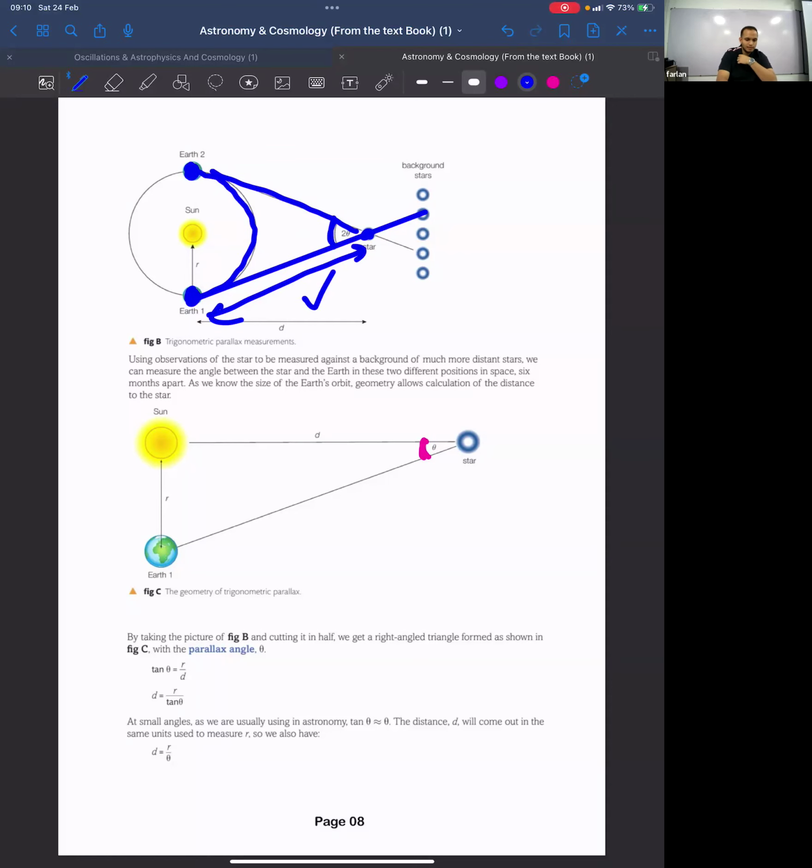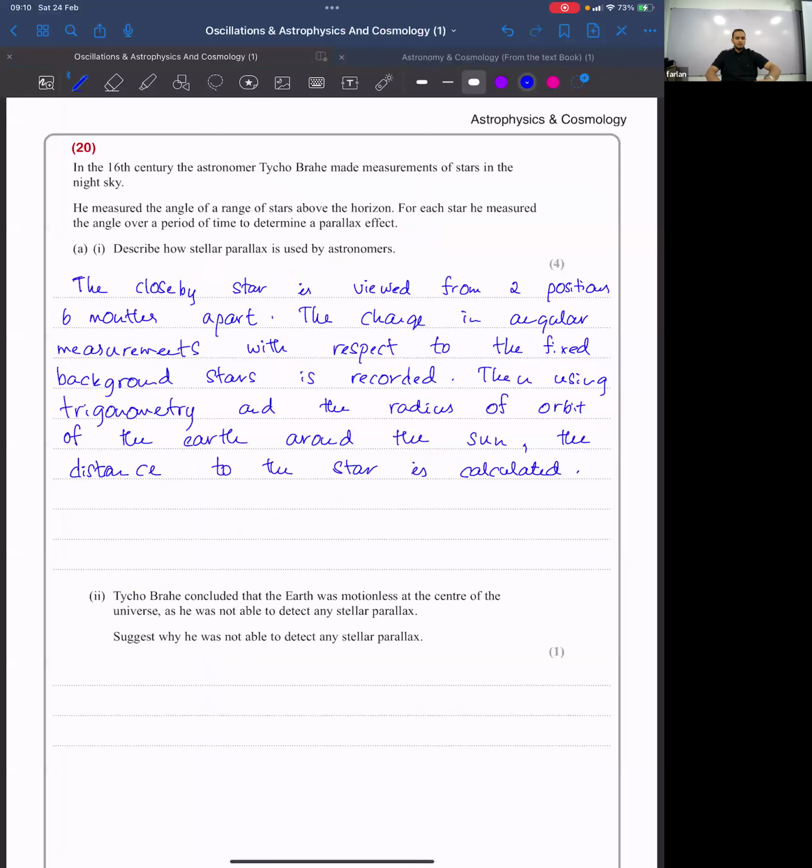So that is what I have given in the answer for a 4-marker. This can be tested again and again, and they have done it. So this is how it is done. You have to take the measurements to the close by star with respect to the background stars, 6 months apart. And then by knowing the radius of the orbit and using trigonometry, you can find the distance to the close by star from the Earth.